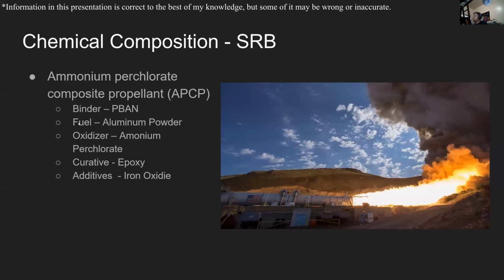So, chemical composition in the SRB. Our propellant is slightly different, but the actual composition for the SRBs was PBAN as a binder, aluminum powder as fuel, ammonium perchlorate as the oxidizer, an epoxy curative, and iron oxide as their additive. This was an APCP propellant, an ammonium perchlorate composite propellant.